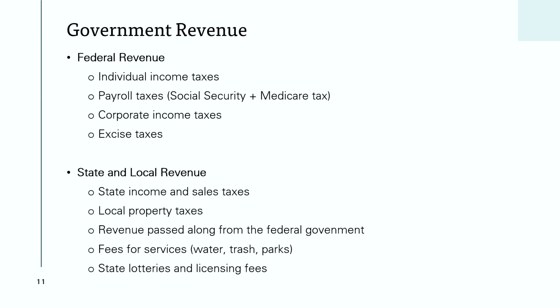Now let's look at the revenue side, or where the money comes from. The federal government relies on individual income taxes, payroll taxes for Social Security and Medicare, and corporate income taxes. In contrast, state and local governments get their money from sales taxes, property taxes, and various fees for services like water and trash. They also receive a large amount of revenue passed along directly from the federal government.